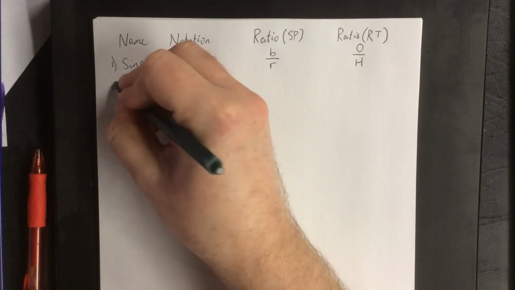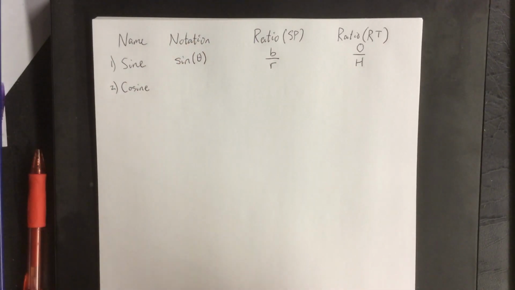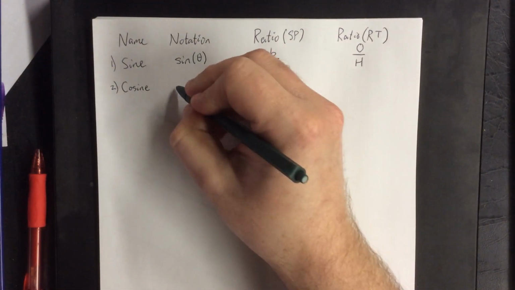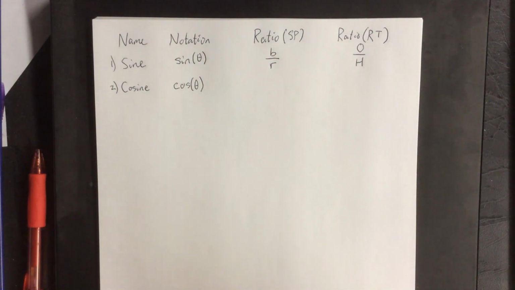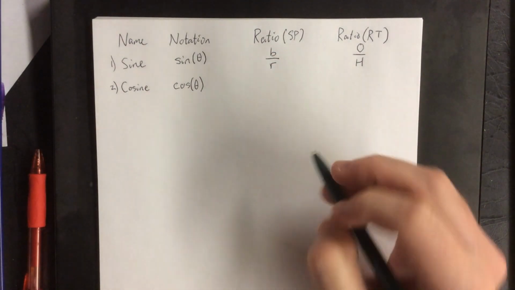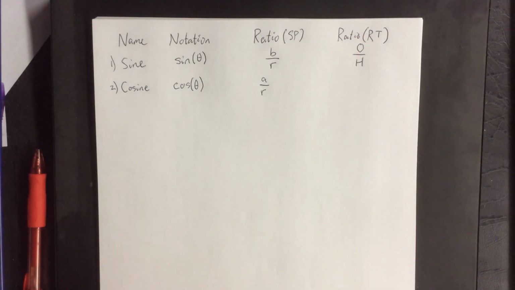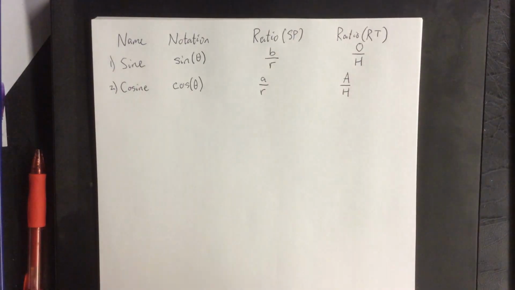Every time we introduce a trigonometric function, the next thing we introduce is going to be the same ratio but with a co in front of it. So after sine, we have cosine. The notation, we take the first 3 letters, and that'll be the notation, so cosine of theta. This ratio from standard position is going to be a over r, or from a right triangle, this would be the adjacent leg over the hypotenuse.